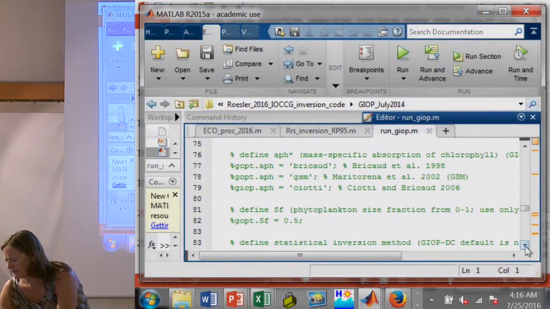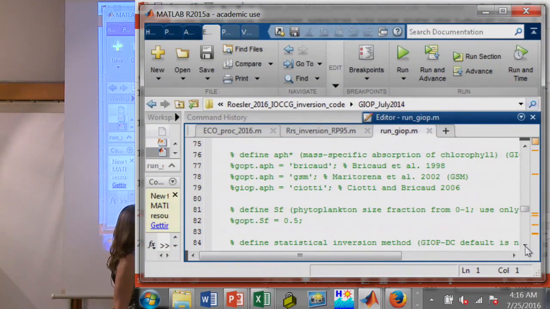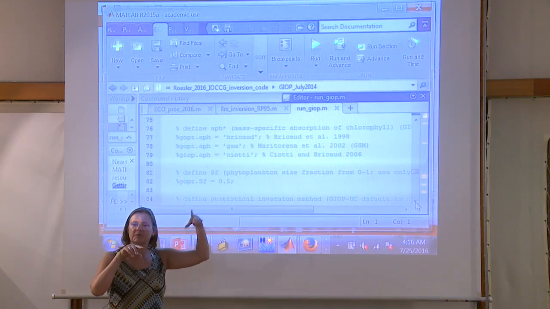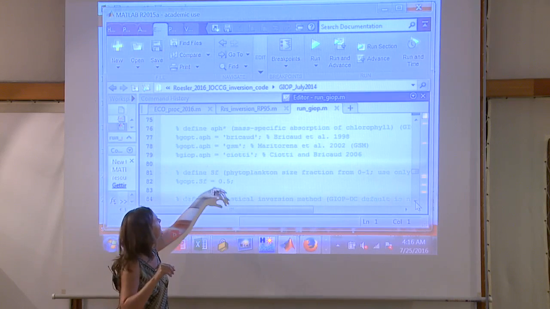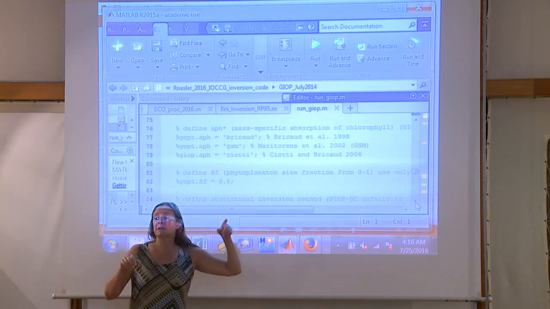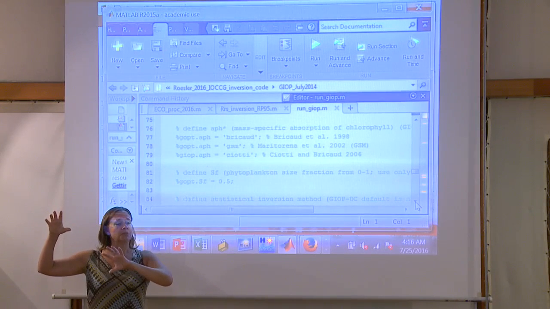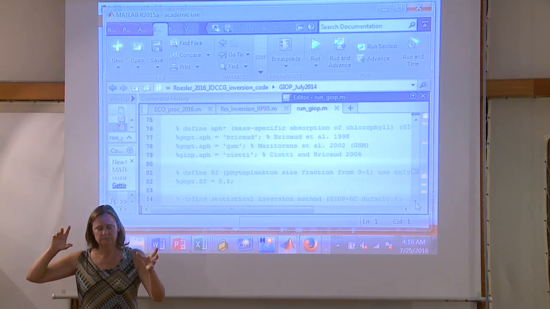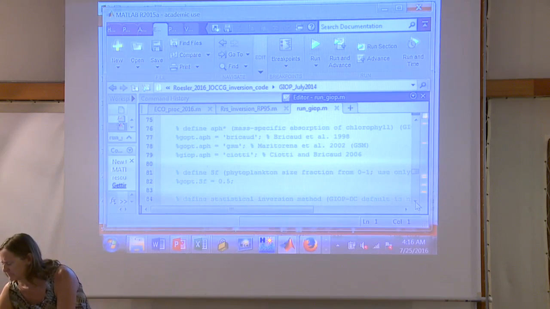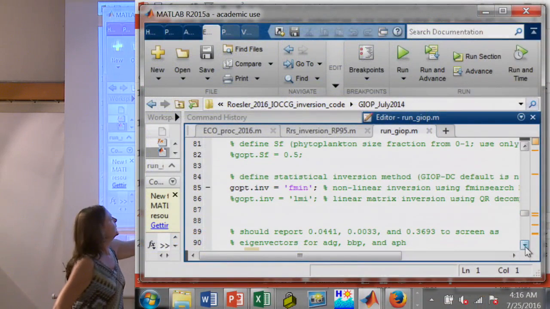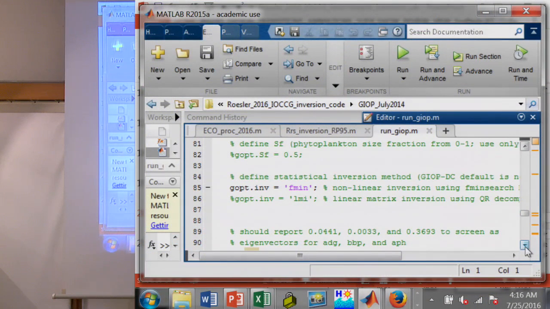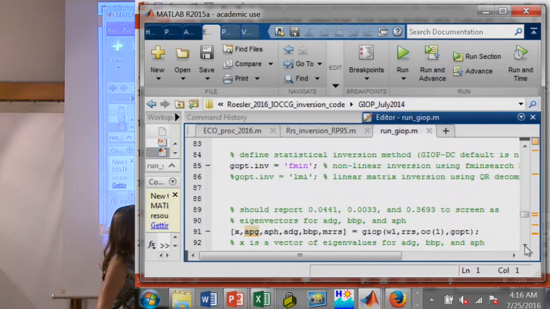This is the part that I particularly like, is it allows you to use Ciotti and Bricaud's model, which is a chlorophyll-dependent model. So it estimates chlorophyll using the OC4 algorithm. Then it says, I'm going to use that chlorophyll to define the absorption spectral shape based on the global models. You can use GSM, or you could use Ciotti and Bricaud's, which has the 2 different shapes for picoplankton, nanoplankton and microplankton. You can do the nonlinear inversion or the linear matrix inversion. And then it tells you what you should get to the screen just to make sure that you've run it correctly for that data set.